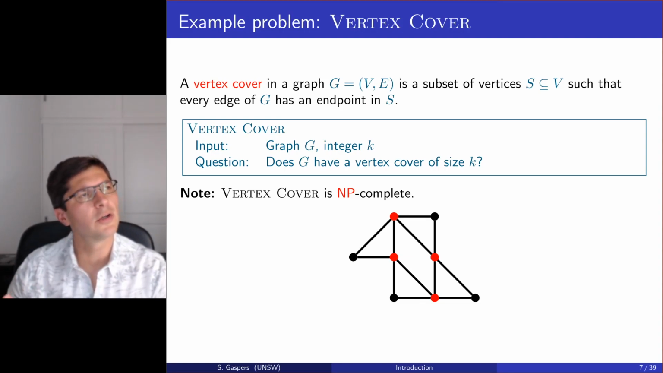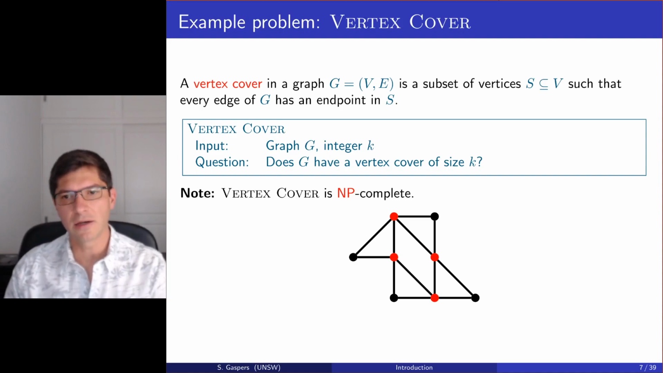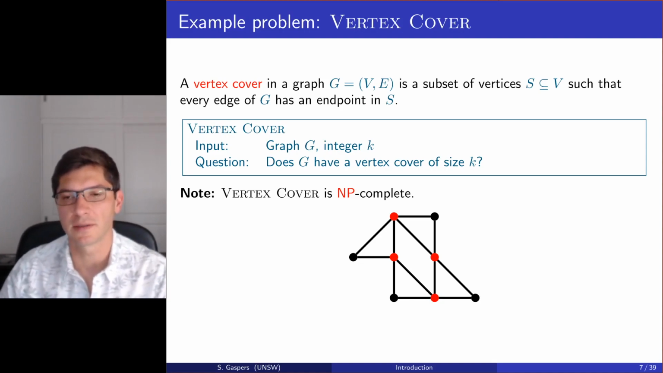So in terms of non-determinism, a non-deterministic algorithm that runs in polynomial time would first of all guess 4 vertices of the graph. And then it checks in polynomial time whether this selection of 4 vertices is actually a vertex cover of the graph. Checking whether a set of vertices is a vertex cover of a graph can be done in polynomial time. We just need to tick off each edge and check whether one of the endpoints is selected.